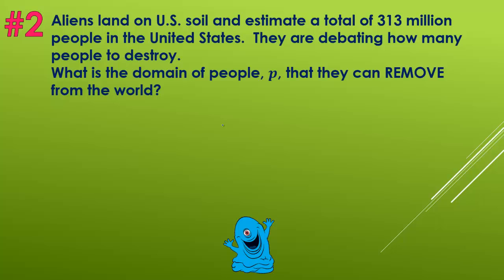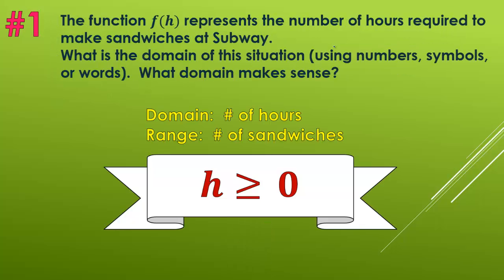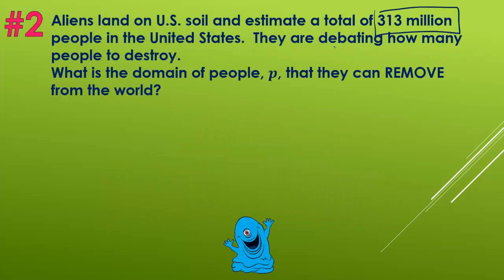Hopefully, you realize that there is a high-end constraint. So if they give you a number, chances are that's either a minimum or a maximum. If you go back real quick to the last problem, it didn't give you any kind of numbers. It didn't say you had to work a minimum or a maximum number of hours making sandwiches. In this one, they give you a number, this 313 million.